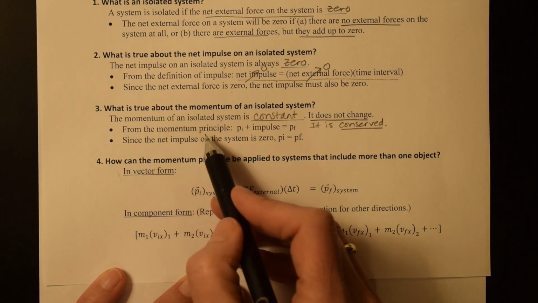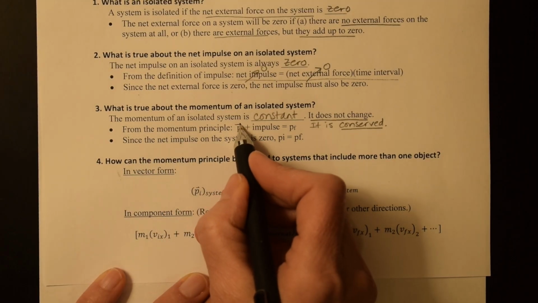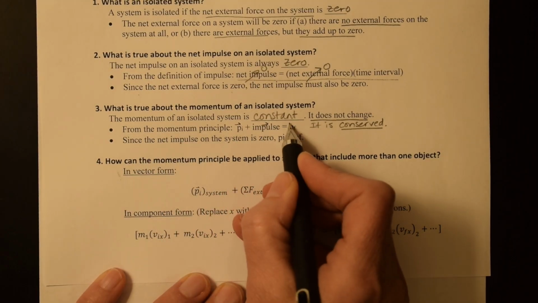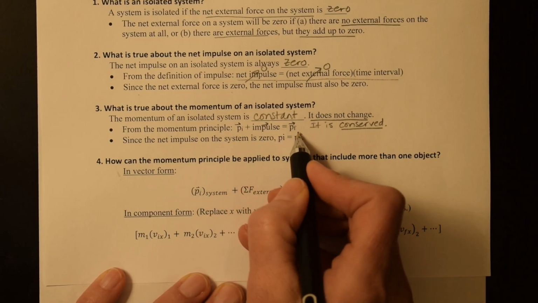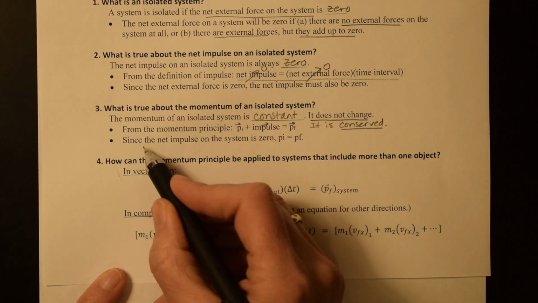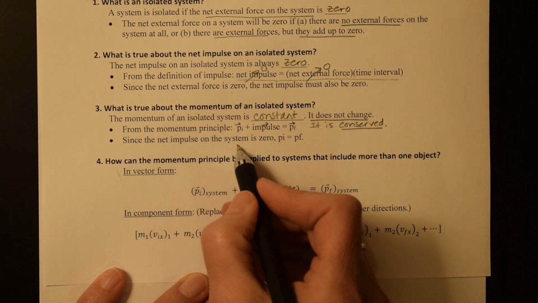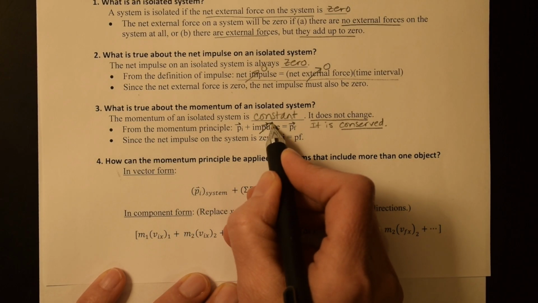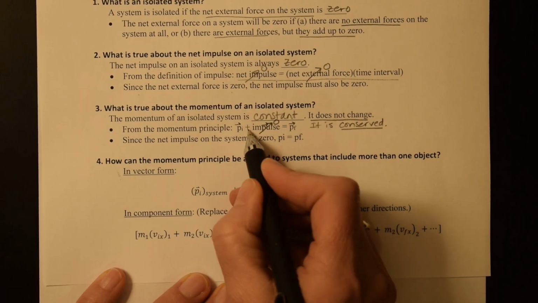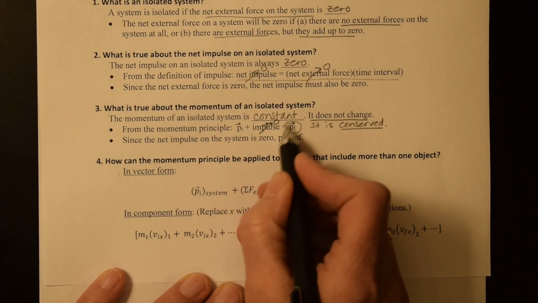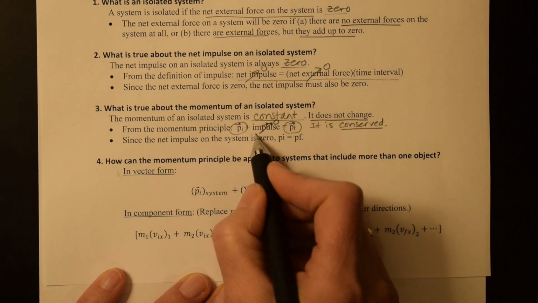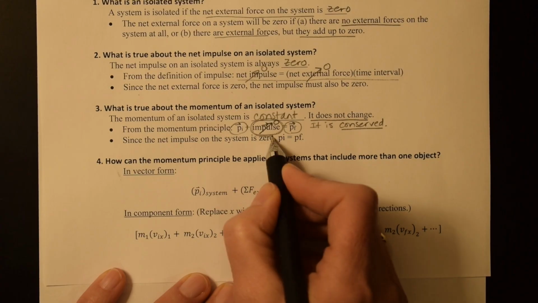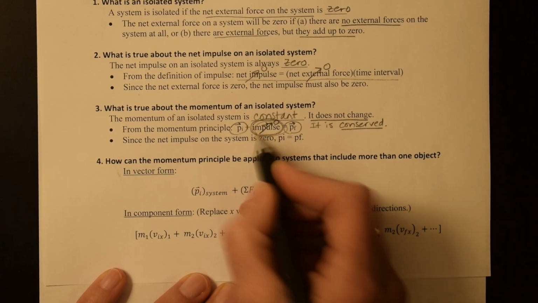Well, from the momentum principle, we know that the initial momentum, and these should be vectors, plus the impulse on the system equals the final momentum. And then, since the net impulse on the system is 0, you can see that the initial momentum must equal the final momentum. So it's all dependent on that impulse being 0, because it's the impulse that changes the momentum.